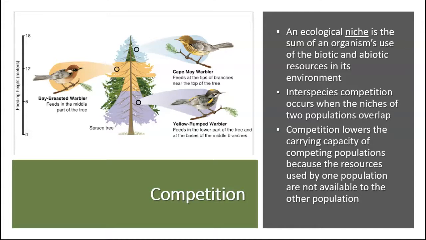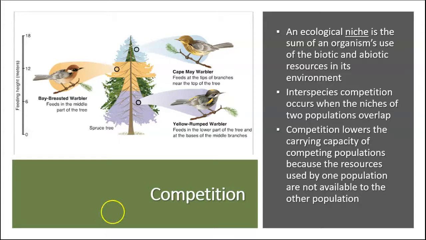So oftentimes what you'll see is something like you see with these birds here, the warblers. This is called niche partitioning, in that they may all live in the same tree, but the Cape May warblers would feed at the top of the tree, the bay-breasted warbler would feed in the middle part of the tree, and the yellow-rumped warbler would feed in the bottom of the tree. Therefore, they're not competing with each other directly, even though they're all living in the same tree.